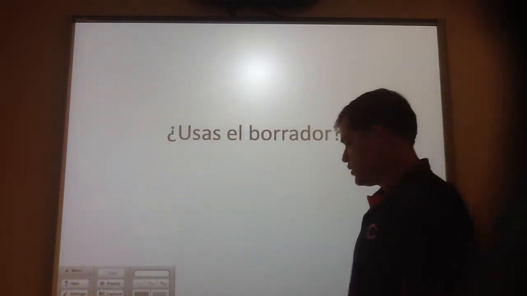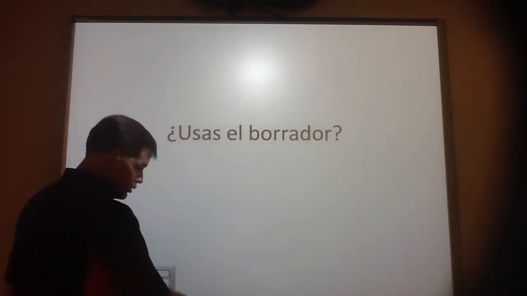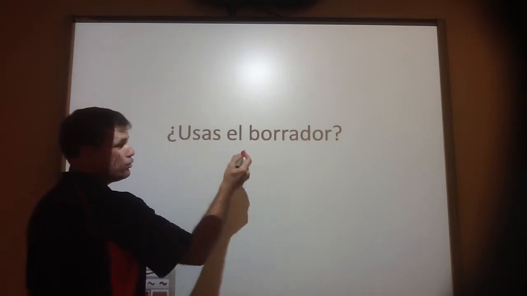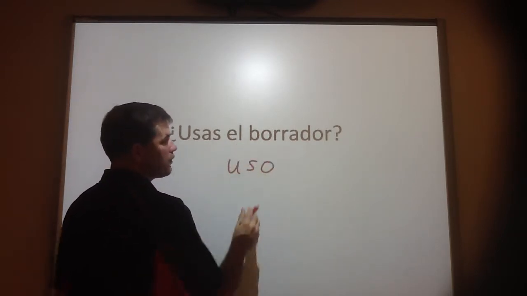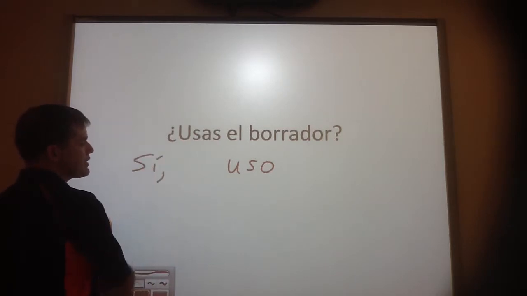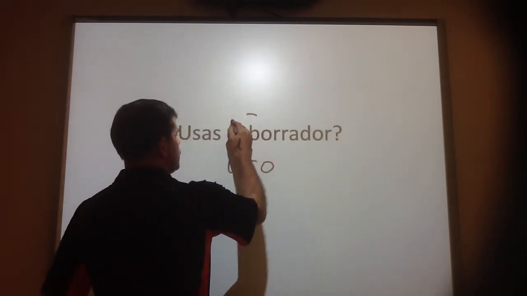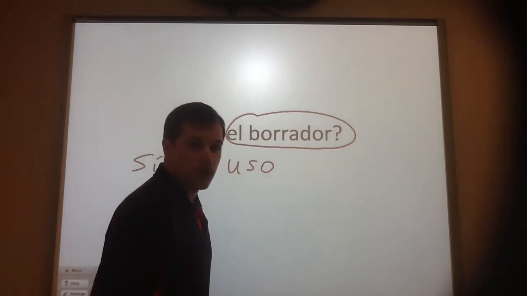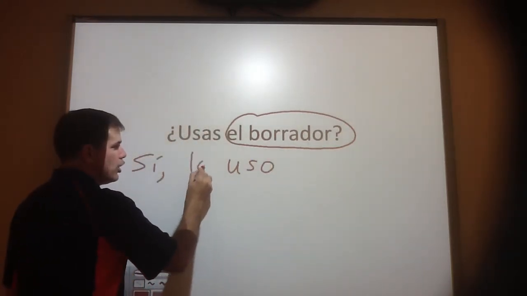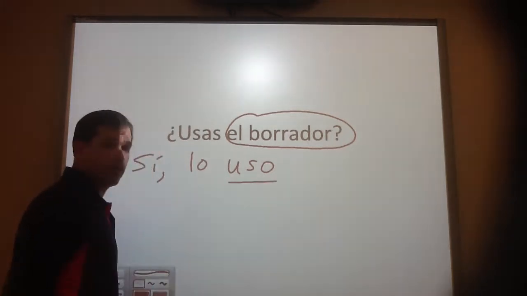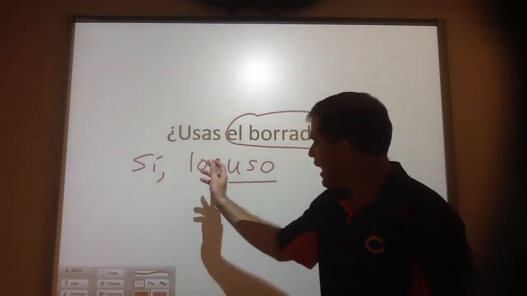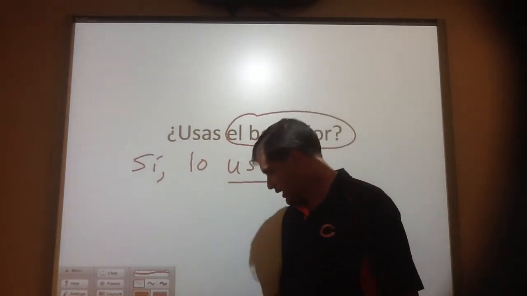More practice. ¿Usas el borrador? Do you use the eraser? Usas is the verb do you use. We need to put that in the yo form for our answer. We'll say sí this time. Yes, I use it. What it word do we need for el borrador? Because it's masculine and singular, we need lo, and it goes before a conjugated verb. So, sí lo uso. Yes, I use it. Sí lo uso.